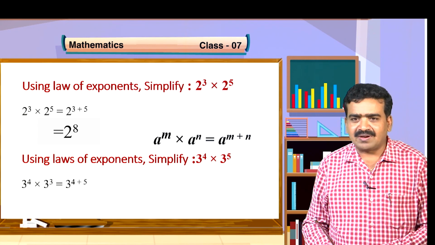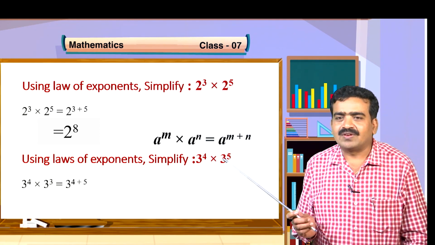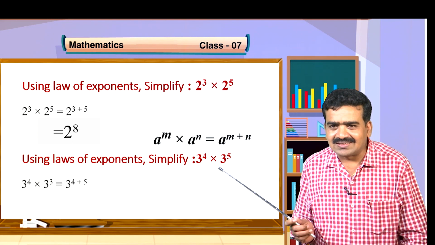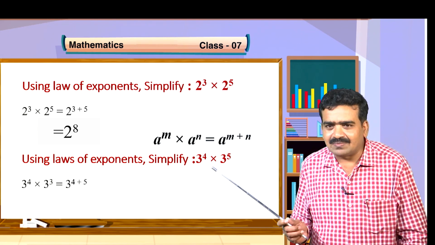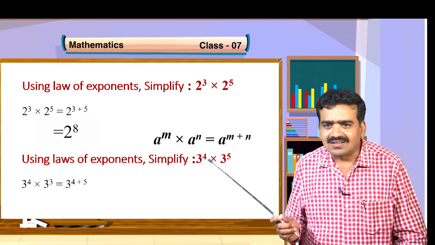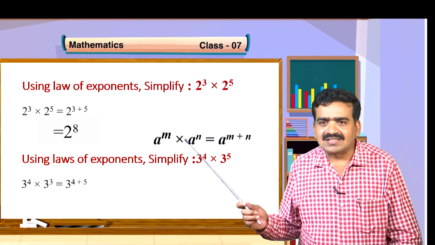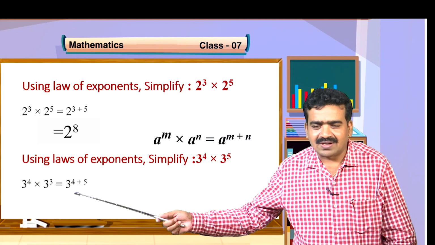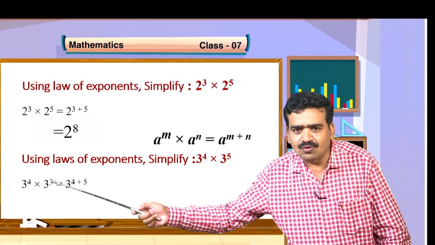Using the law of exponent, simplify 3 to the power of 4 into 3 to the power of 5. So, in this example, the bases are same, that is 3 is the base, and exponents are different, that is 4 and 5 are there. So, what we have to do here, according to this law of exponent, is write the base as it is and add the exponents 4 and 5.